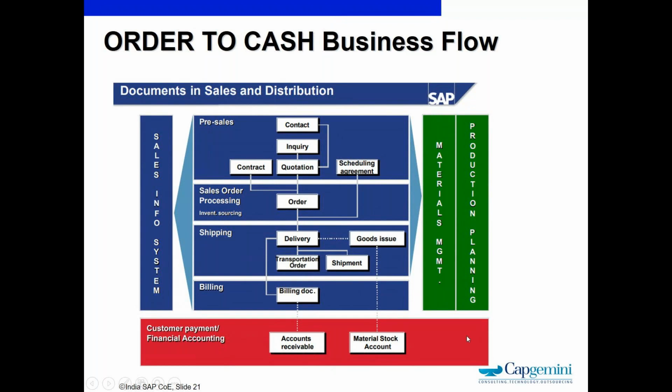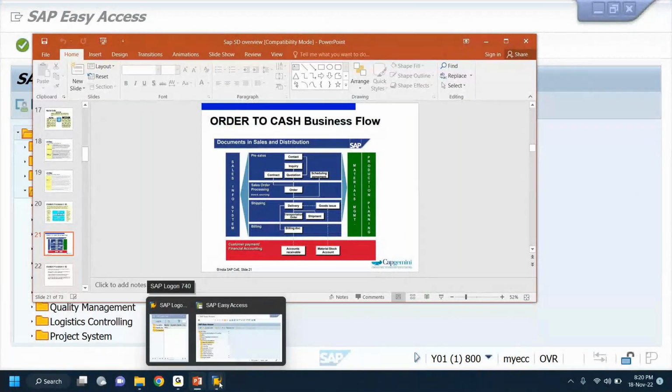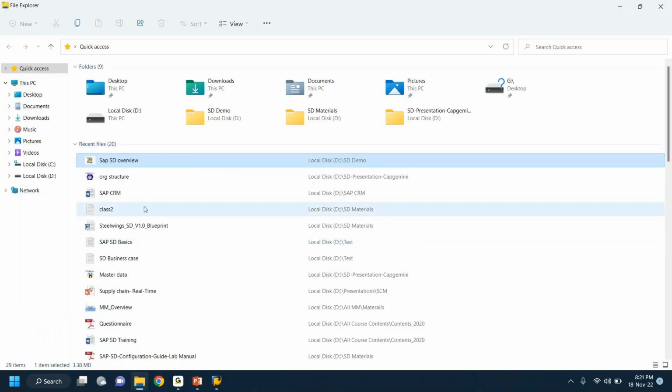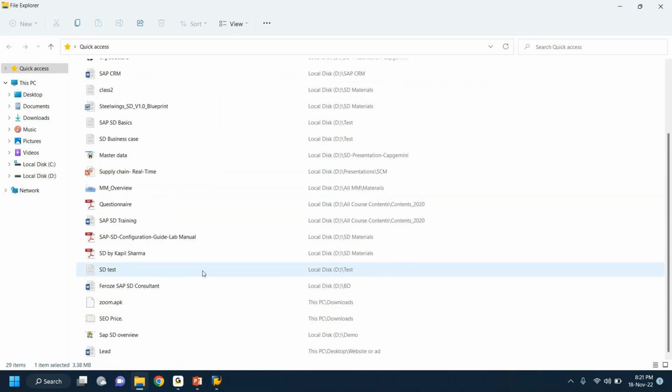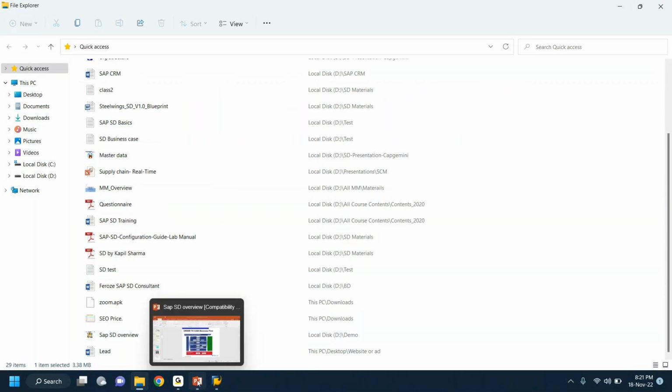So in SAP, you work with one module, but all modules have their own integration. That's where you need to understand how the total business is integrated within them. I will show you something called SCM. Remember, the entire ERP has been developed on the basis of this.